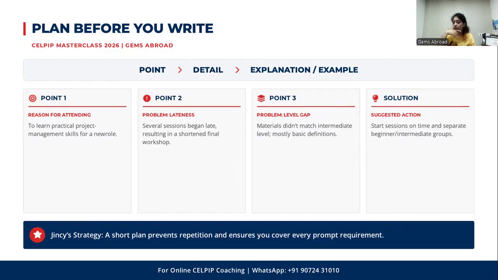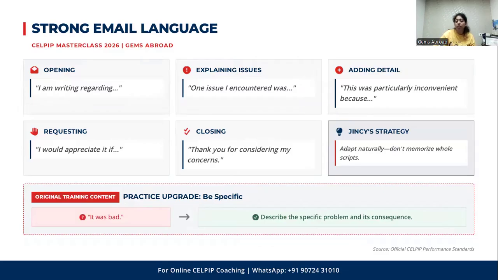Okay, this is what you do before you start writing. Plan before you write. Then, strong email language. For an opening, you can write "I am writing regarding...". When explaining an issue, "One issue I encountered was...". When adding consequences, "This was particularly inconvenient because...". When making a request, "I would appreciate it if...". And for closing, "Thank you for considering my concerns." But please don't memorize these expressions and force them into every email. Clear? Okay, use them naturally.